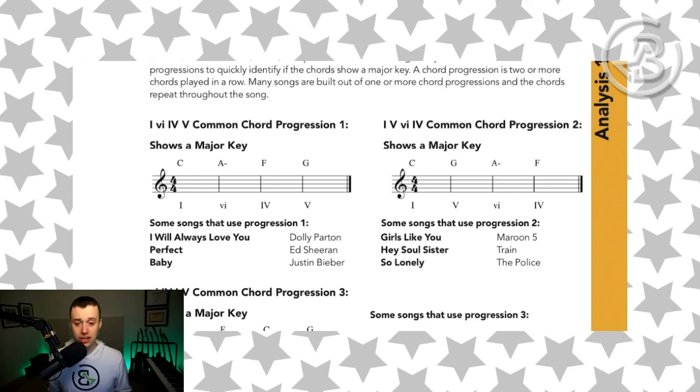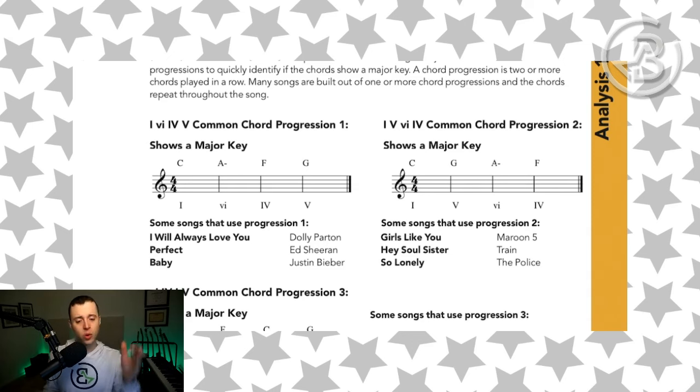If you ever see a 1-6-4-5 chord progression, it doesn't have to happen every single measure. It could happen every two measures. Like you could have a C for two measures, an A minor for two measures, an F for two measures, a G for two measures. What you're looking for is that pattern of 1-6-4-5. And if you see that 1-6-4-5, there's a strong possibility that the key of the song you're looking at is major. Here's another common chord progression, 1-5-6-4, a little bit more of a modern sounding one.